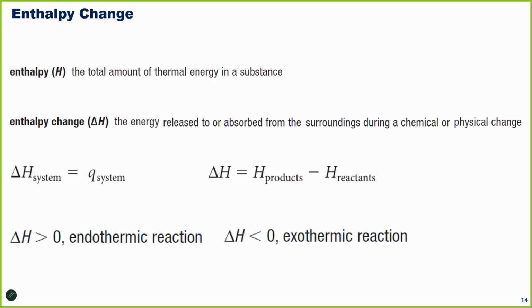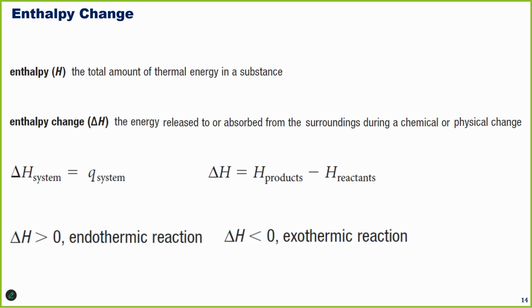Chemists have found that as long as pressure remains constant, the enthalpy change of the chemical system is equal to the flow of thermal energy in and out of the system. Or this could be expressed as delta H of the system equals the absolute value of the lowercase q system. For a chemical reaction, the enthalpy change delta H is given by the equation delta H is H products minus H reactants. That is the enthalpy of the products subtracted by the enthalpy of the reactants.